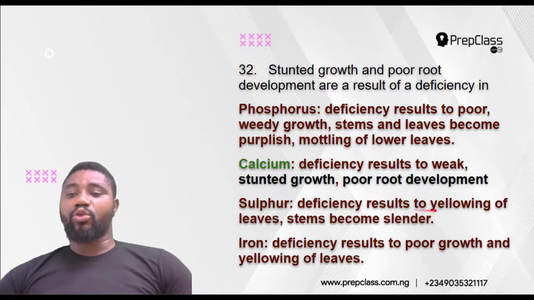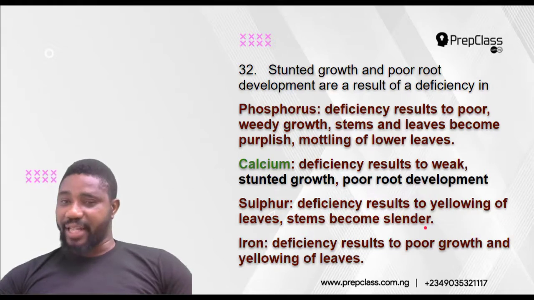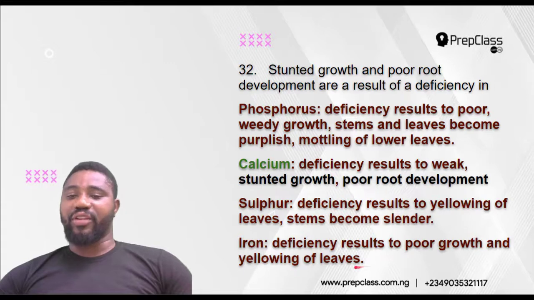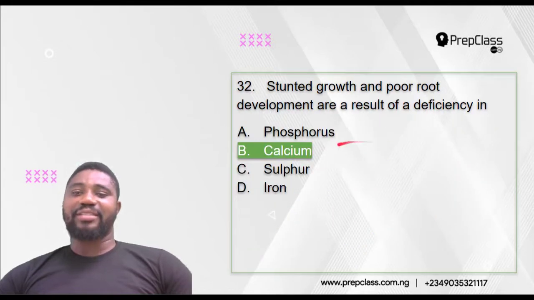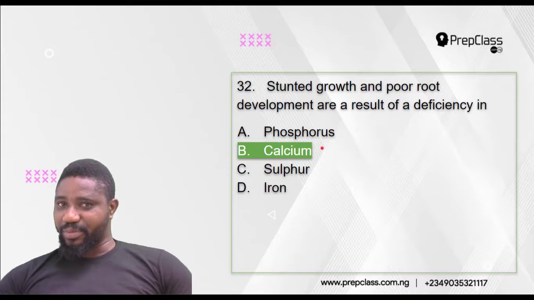Sulfur. Deficiency results in yellowing of the leaves. Stems become slender. Iron. Deficiency results in poor growth and yellowing of the leaves. They ask us which deficiency results in stunted growth and poor root development. You can see the answer is calcium. Deficiency results in stunted growth and poor root development. So the correct answer to this question is calcium.